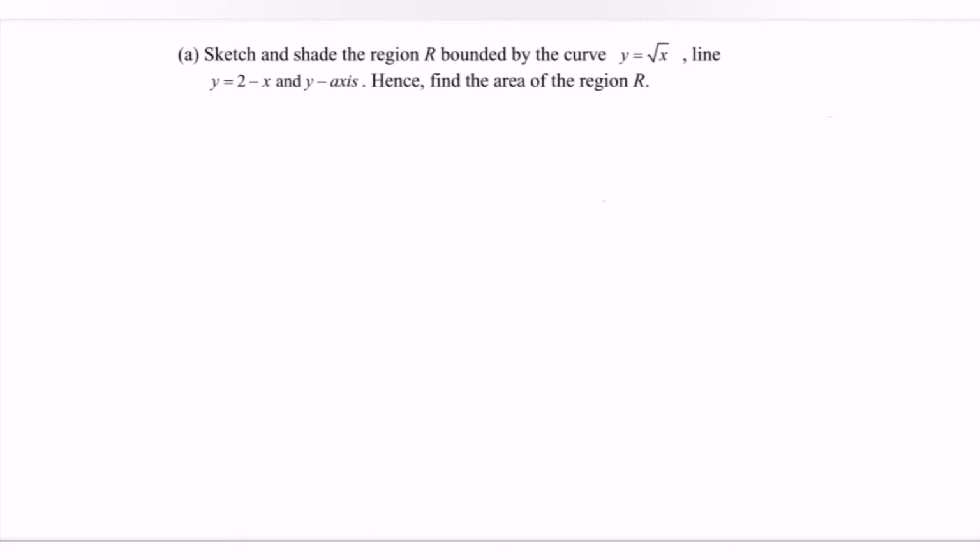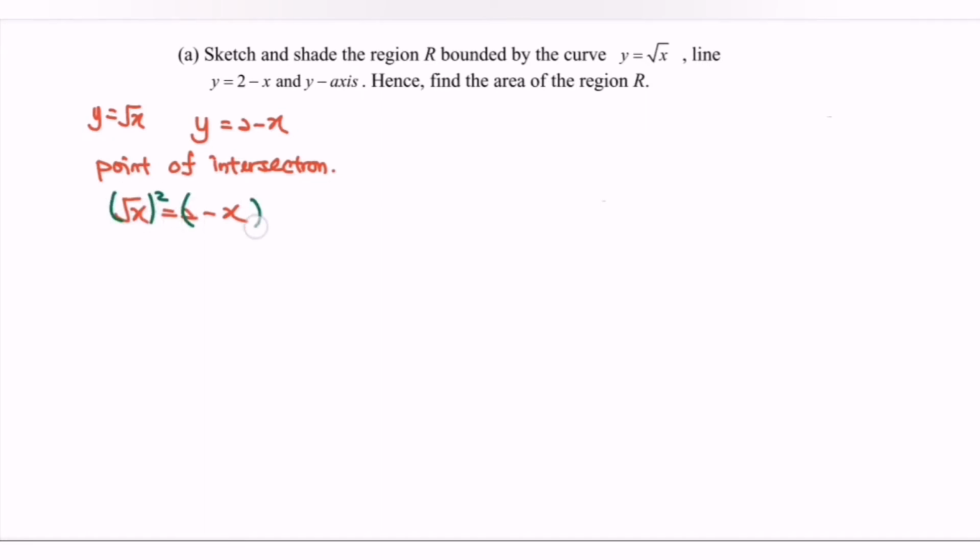So first, we have two functions. One is a square root graph, another one is a linear graph. So my suggestion is to find the points of intersection, where square root of x equals 2 minus x. My suggestion is to square both sides in order to eliminate the square root.